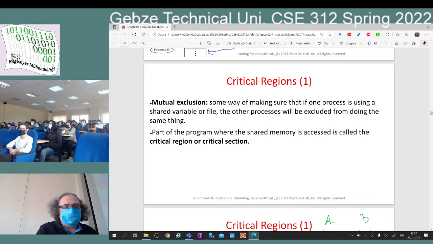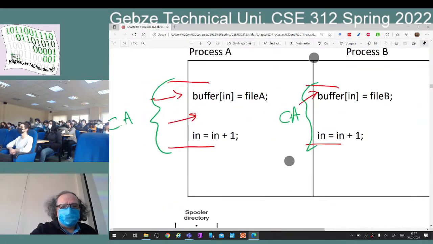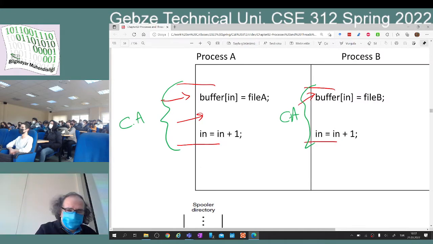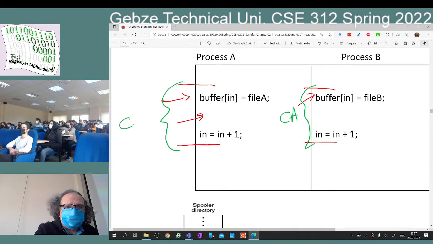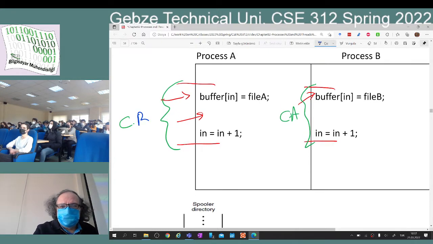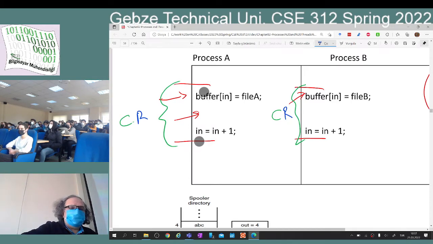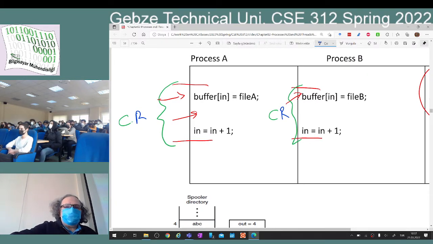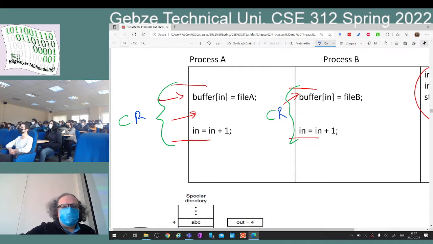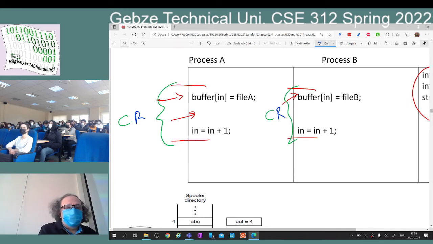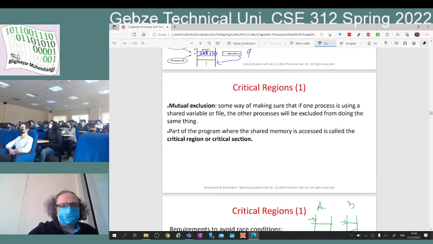So that's our motivation for this. We had a new definition, critical region. Critical region is this. If I define a critical region, okay, this is my critical region. I don't remember what I called this one, critical region or critical area. So if this is my critical region and that is my critical region, and I make them mutually exclusive, that means that if process A is within the border of its critical region, process B cannot enter its region, and vice versa, okay? If process B is in its region, then process A cannot be in its region, okay? So this is called mutual exclusion, okay?